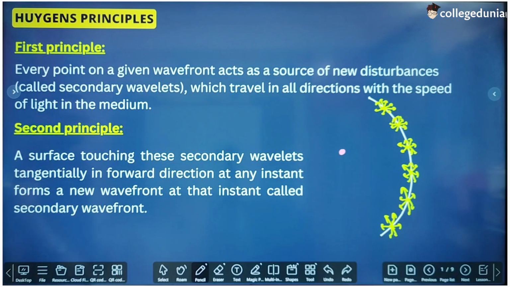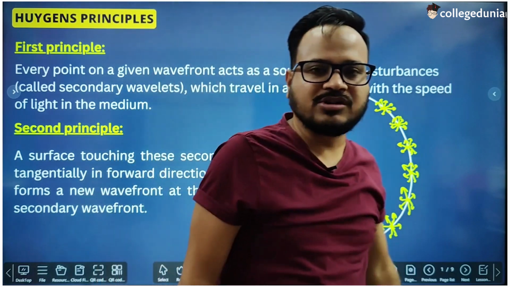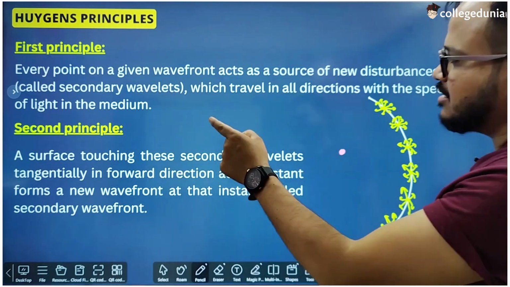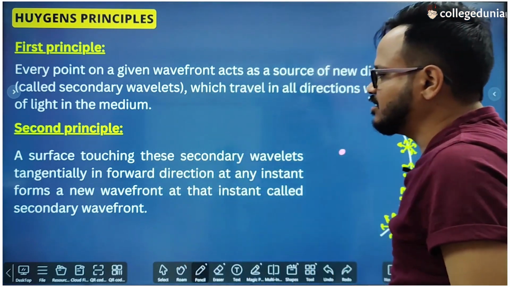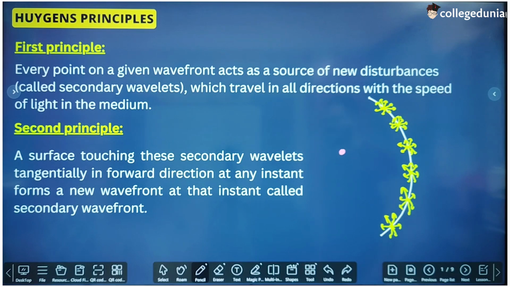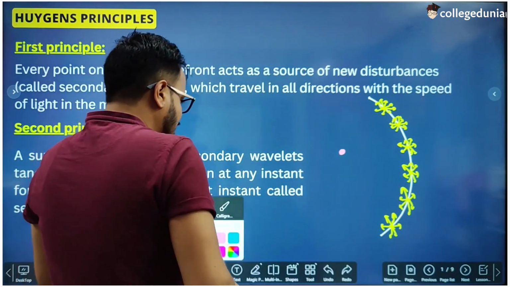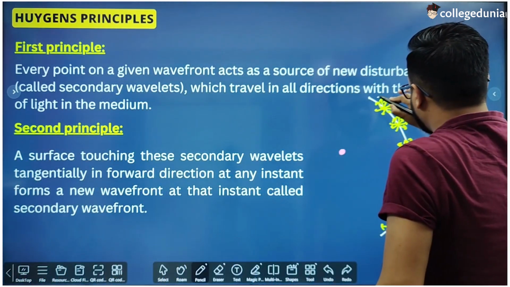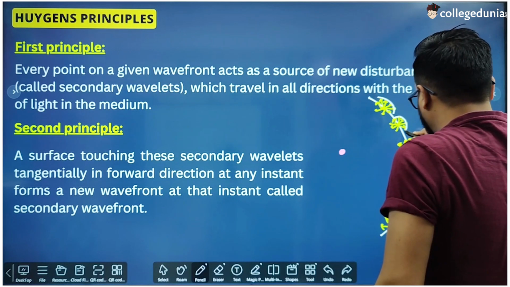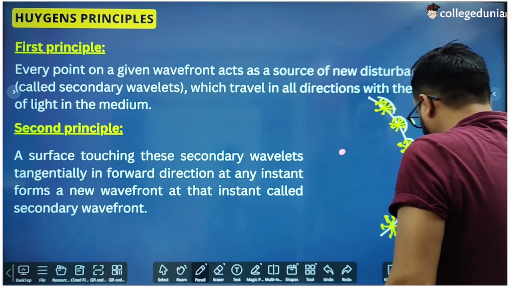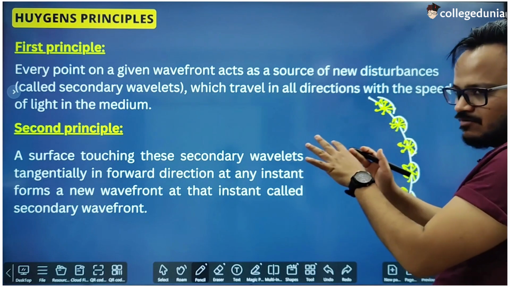Okay. Second law or second principle. These Huygens principles, collectively, are also called the wave theory of light because they are giving some information about the wave nature of light. The second principle says that a surface touching these secondary wavelets tangentially in the forward direction at any instant forms a new wavefront at that instant, which is called the secondary wavefront. Now if we draw an envelope for these secondary wavelets in the forward direction only, right? In this direction only, not in the backward direction.